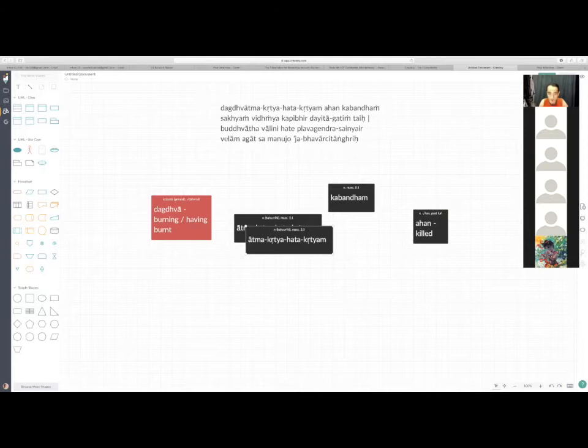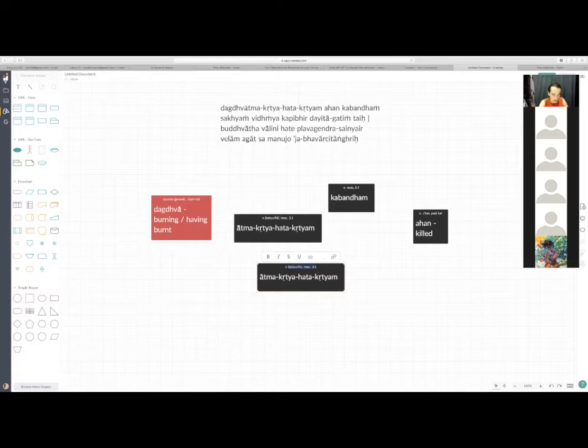Next, Sakyam. Sakyam is a noun. It's a neuter case, and as a neuter case, there could be only two options for that ending: 1.1 or 2.1. Yes. So 1.1 or 2.1. And Sakyam means friendship.